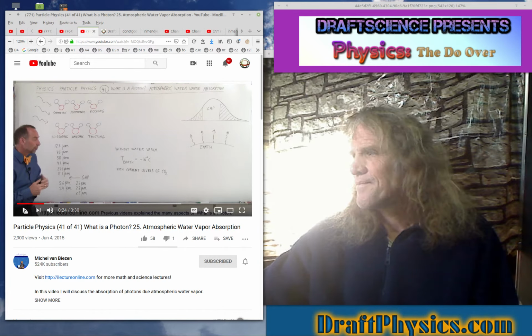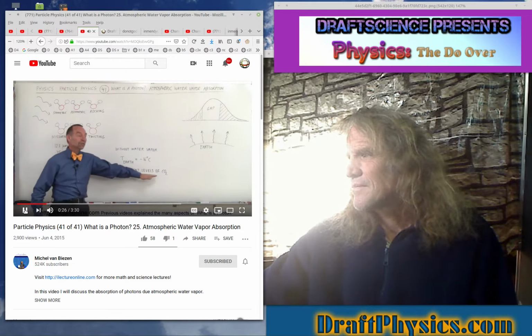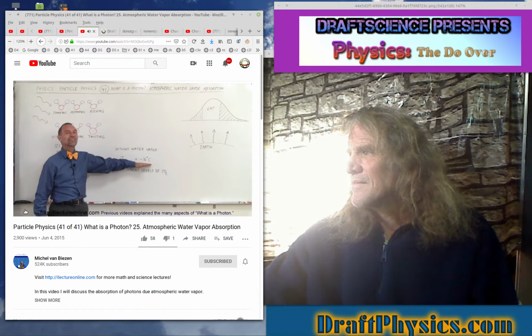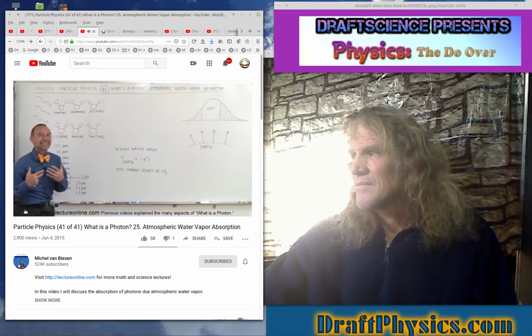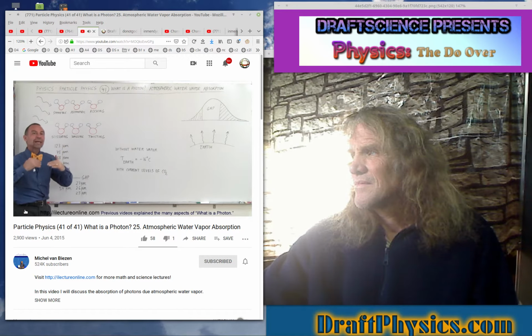But it turns out that even with the current levels of carbon dioxide, the temperature will be minus 16 degrees centigrade. Water vapor accounts for at least 9% of the heat trapping capability of the atmosphere.